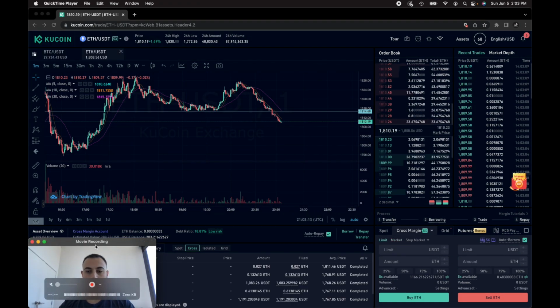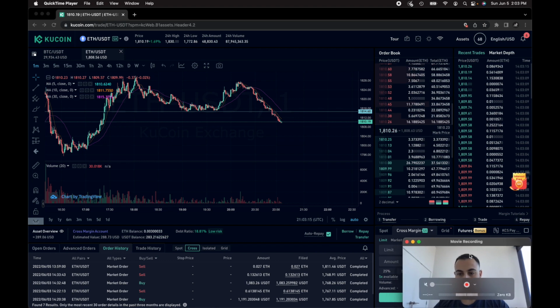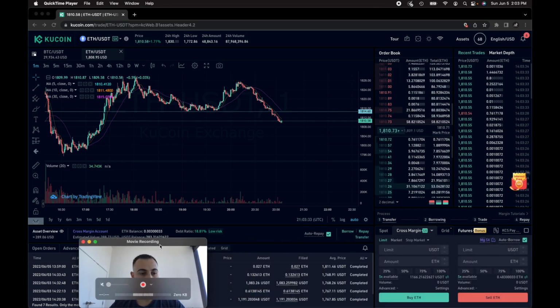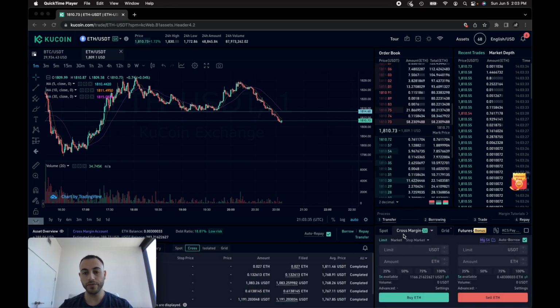All right, so now we have opened our position. You can see in our order history that our most recent transaction was we sold 0.027 of Ethereum at an average price of 1811.46. So Ethereum is now at 1810.54, which means that we're slightly up on our position. So you can do one of two things from here.